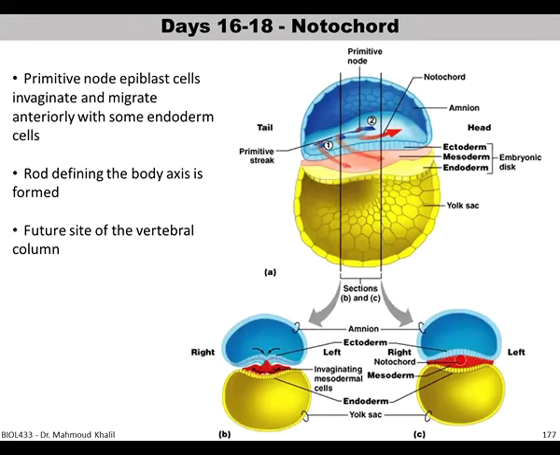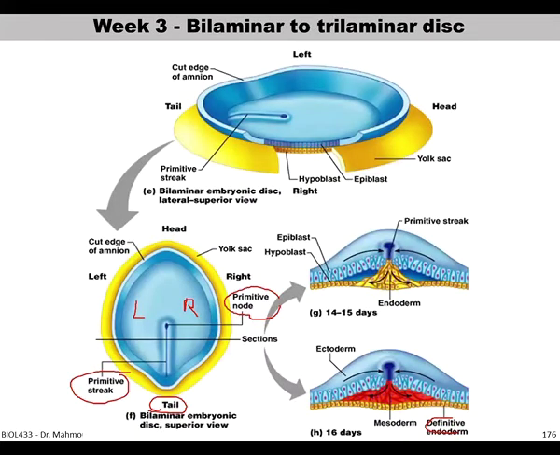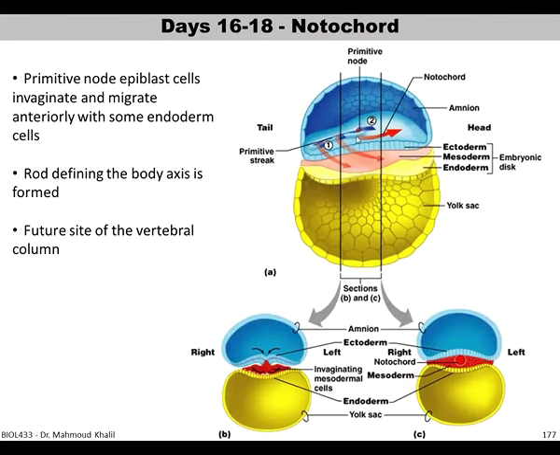On days 16 to 18, the notochord starts to appear. You can see here that after the cells have been internalized, the primitive streak starts to elongate toward the head region, marked by the red arrow. And the cells with the shaded red arrow are internalized and move over the edges of the primitive streak. Now you can see that the embryonic disc is converted into three layers. That's why it's trilaminar: the ectoderm, the mesoderm and the endoderm.